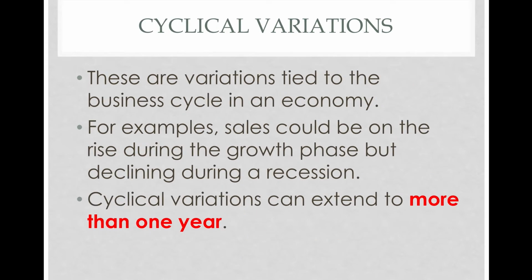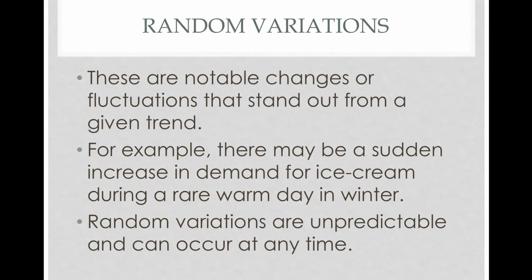Cyclical variations are tied into the business cycle in an economy. So sales could be on the rise during a growth phase, on the low end with the recession phase. So unlike seasonal, where it's the time of year, cyclical depends on the type of economy. So sales are up in a strong economy, sales are bad in a weak economy. So cyclical variations can actually extend to more than a year if you have serious issues with an economy. So that's the main difference there.